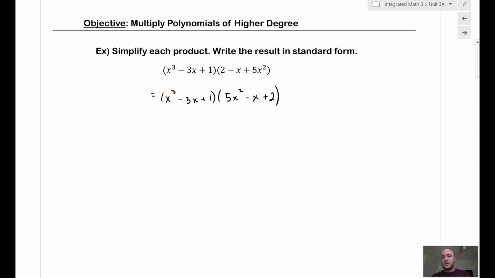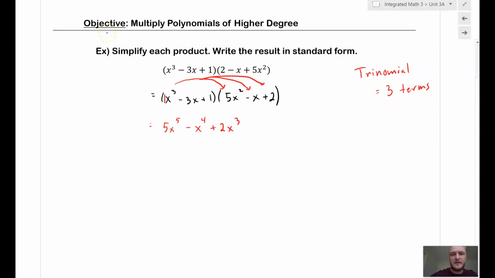Okay, and this is a trinomial, right? 3 terms, trinomial, times a trinomial. So we're going to have to distribute a lot. So x cubed times 5x squared. Remember the coefficient's 1, so 5. X cubed times x squared is x to the 5th. X cubed times negative x, well, that is negative x to the 4th. X cubed times a positive 2 is a positive 2x cubed.